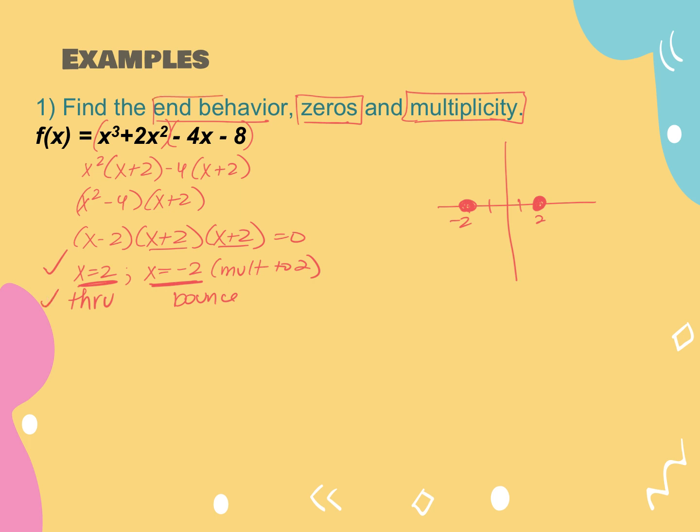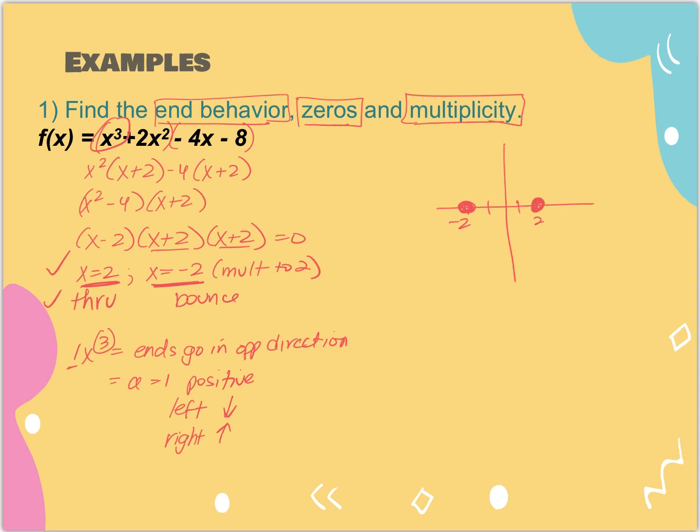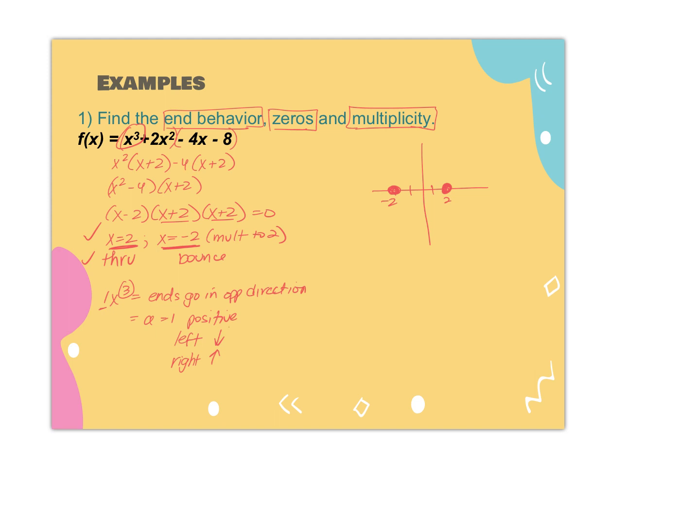Now I have to consider my end behavior. Well, for my end behavior, I'm going to look at the leading term. Basically, this is 1x cubed. So I know that the cubed means my ends are going to go in opposite directions. And you might say, well, in what direction? Well, I have to look at the a value. And in this case, a equals 1, which is positive. So that means my left end is going to go down, and my right end is going to go up. And so that's my end behavior. So these three things, end behavior, zeros, and multiplicity, is all we're asking for in this problem.